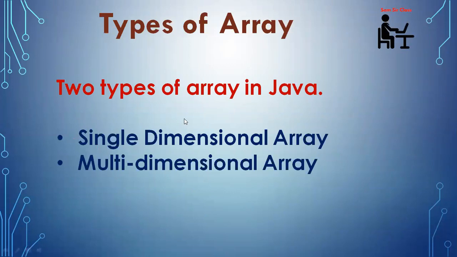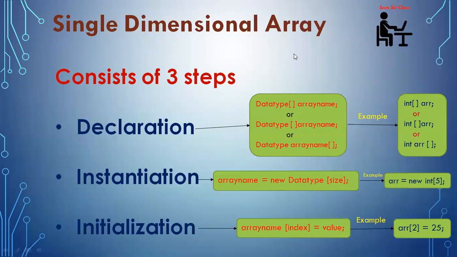Normally we deal with two different kinds of arrays in Java. One is a single dimensional array, another is a multi-dimensional array. For a single dimensional array, the total concept is divided into three parts. One is declaration, second is instantiation, and third is initialization.